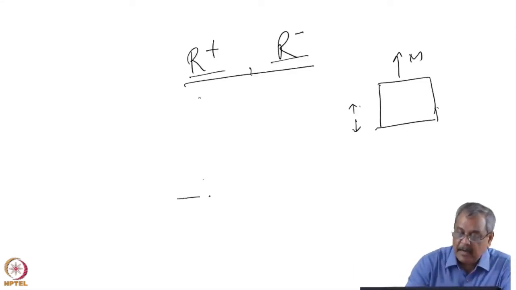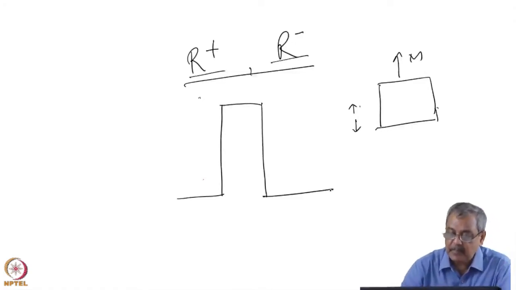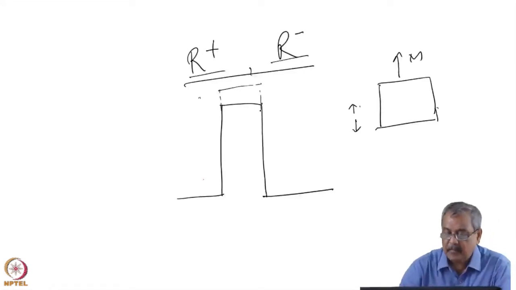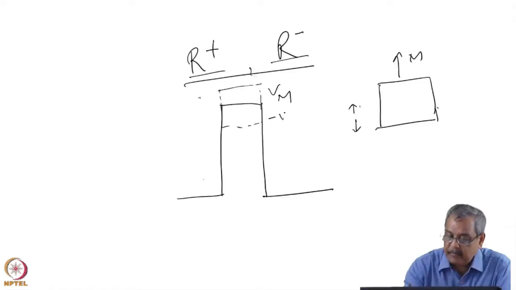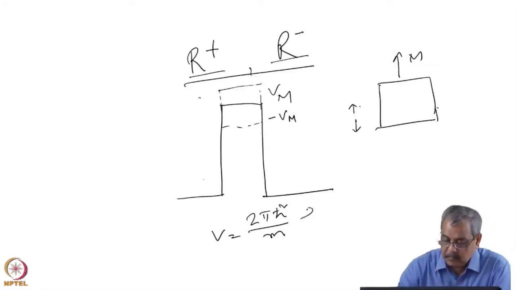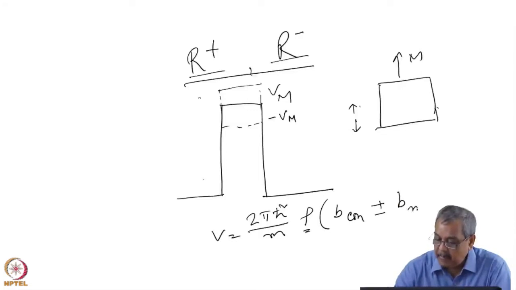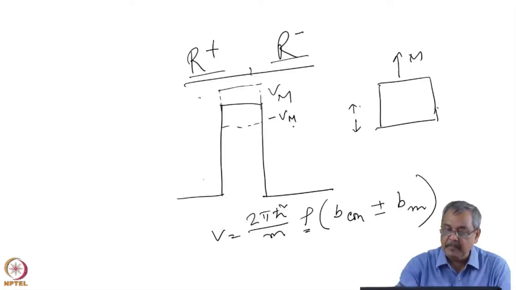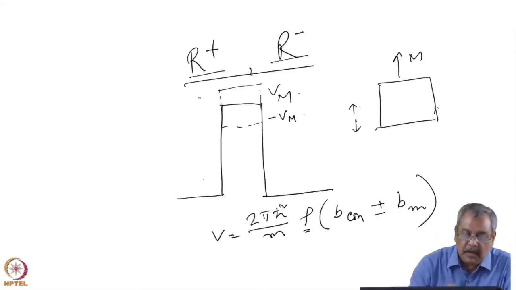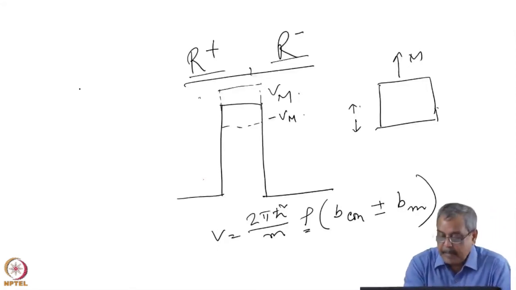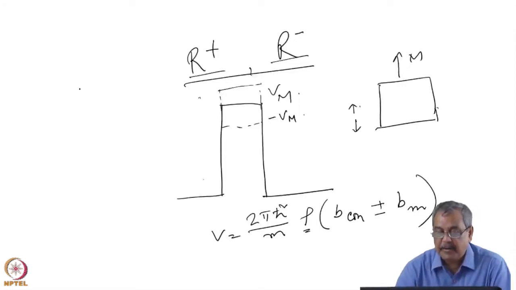Now if you remember, I had earlier also discussed this, that the nuclear potential for R plus is aided by one V magnetic, and for R minus it is minus V magnetic. So now we have two pi h square by m, the step potential, rho B coherent, this is the density, B coherent plus or minus a magnetic scattering length, which gives me Vm. Because of that we also have critical angles which are different, because V dictates the critical angle of reflection for that particular neutron.